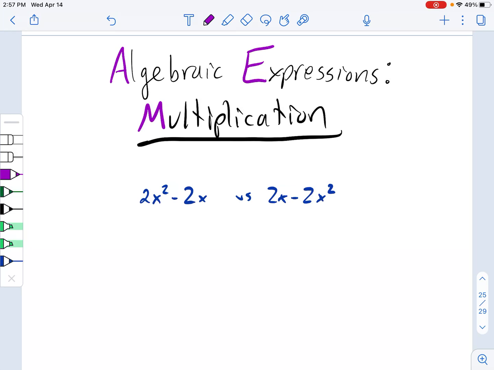We're going to look at algebraic expressions, multiplication today. But before we do that, let's look at a tricky example here of figuring out the difference, if there is one, of 2x squared minus 2x versus 2x minus 2x squared. There's a couple ways to look at this. For starters, we could just think about our properties.